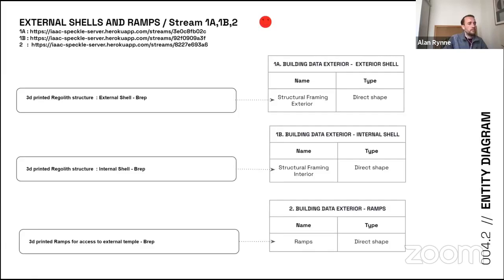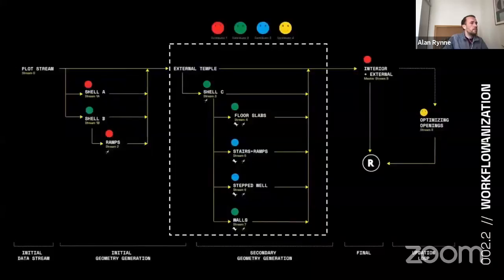Pushed into Revit as a direct shape ramp component. So after receiving the plot streams and the exterior streams, we then worked on the interior part of the temple. So we're going to talk about the different streams involved in the interior.